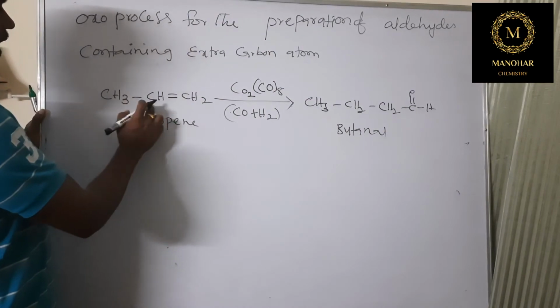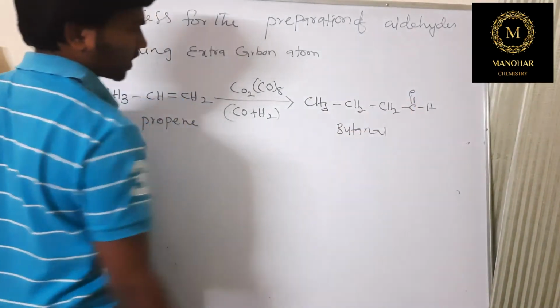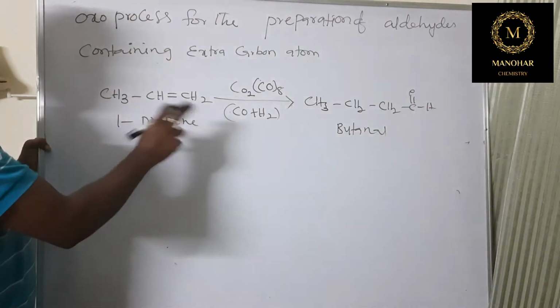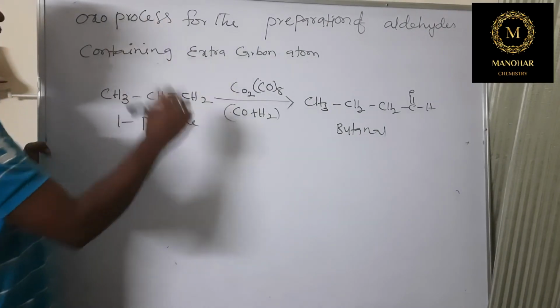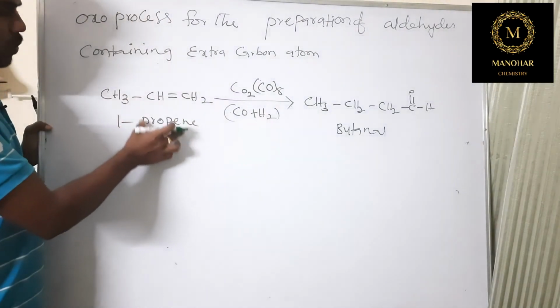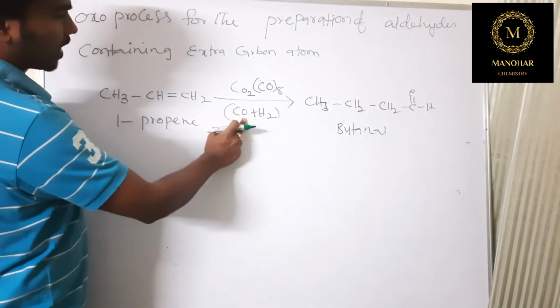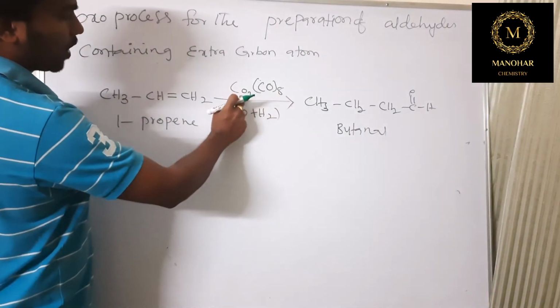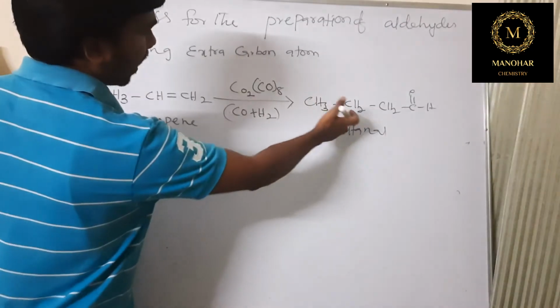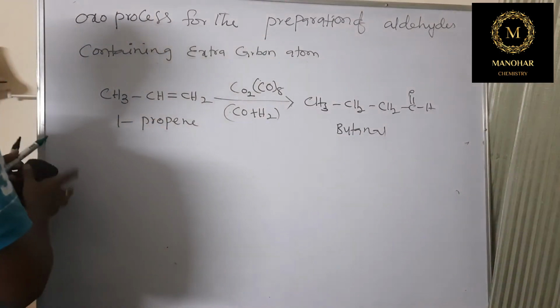So here you see 3 carbons are there, here 1 carbon is extra. So we can prepare different types of aldehydes with the help of this method. The reactant should be an alkene. We have to take an alkene, which reacts with water gas in the presence of octacarbonyl dicobalt, and they are going to form aldehydes.